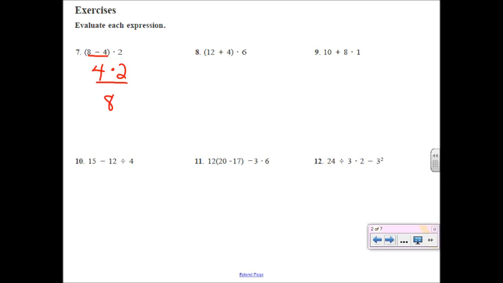Same thing in number 8. I'm going to start with just the stuff in the parentheses. So 12 plus 4 is 16. Again, no exponents. And then I move on to multiplication division, and 16 times 6 is 96.